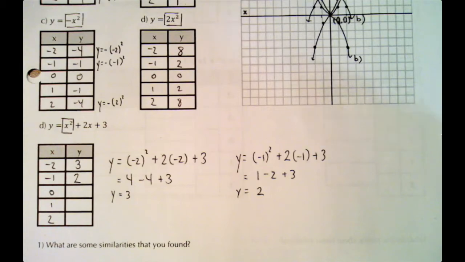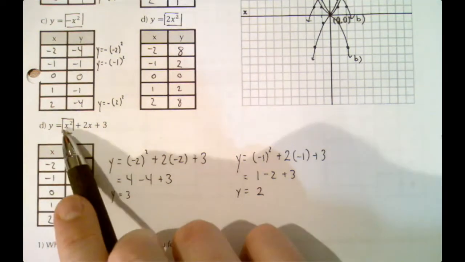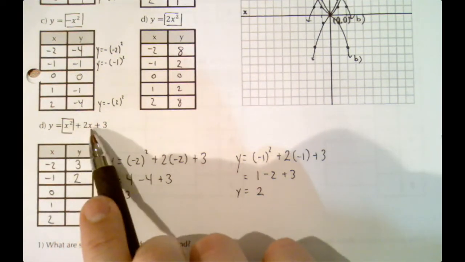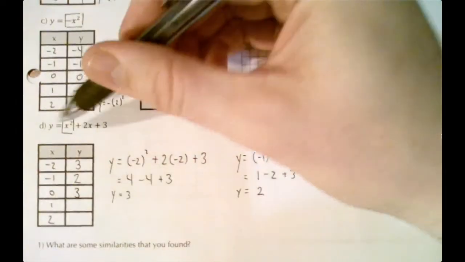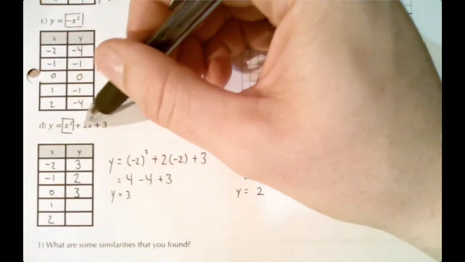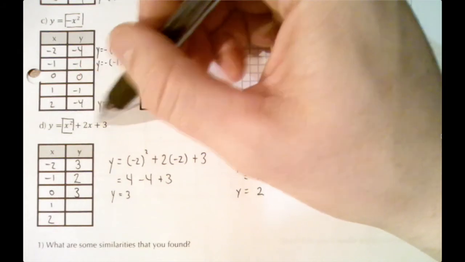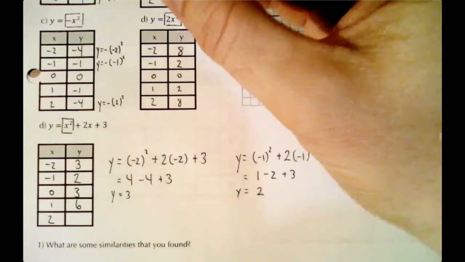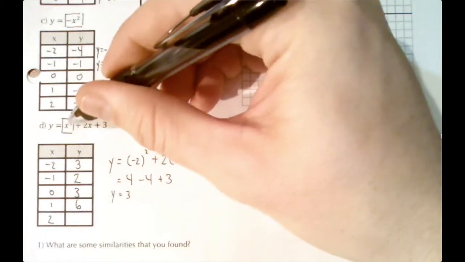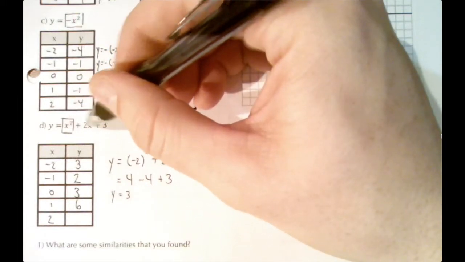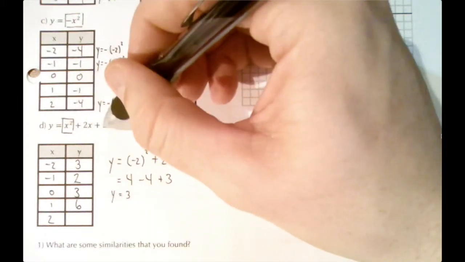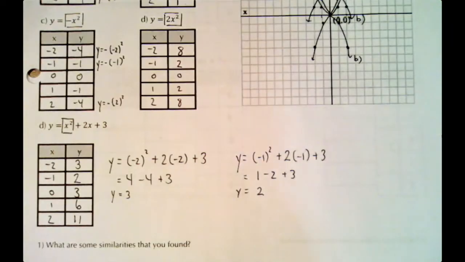And I'm going to finish this one off in my head here. 0 squared is 0 plus 2 times 0 is 0 plus 3 is 3. If I plug 1 in, 1 squared is 1 plus 2 times 1 is 2. 1 plus 2 is 3 plus 3 is 6. And if I do 2, 2 squared is 4 plus 2 times 2 is 4. 4 and 4 is 8 plus 3 is 11. And if you want to check my math, go ahead.